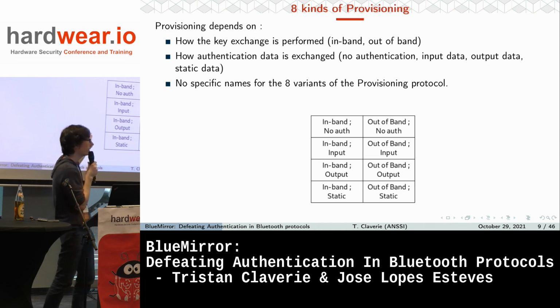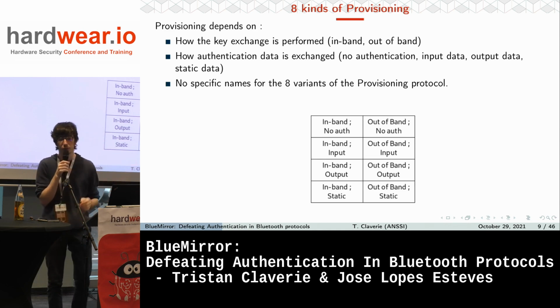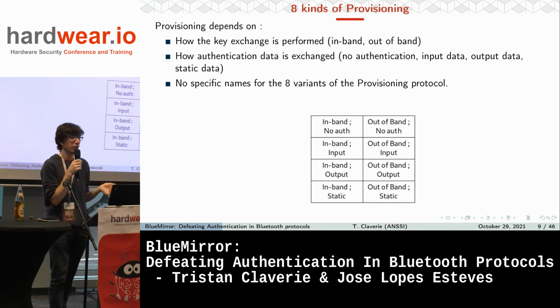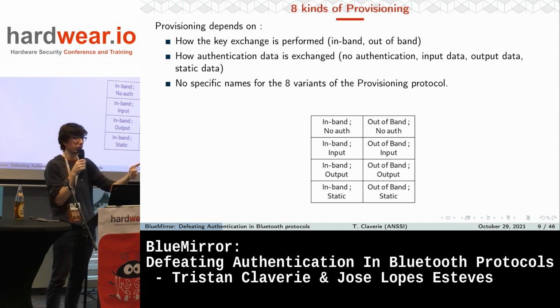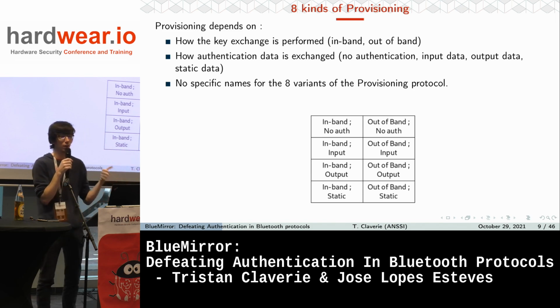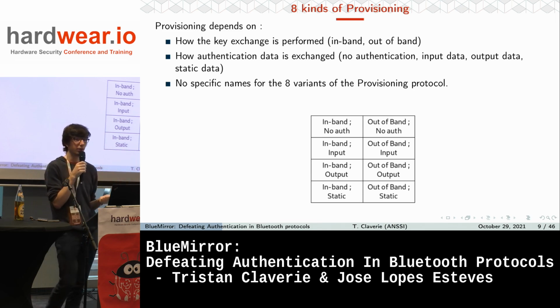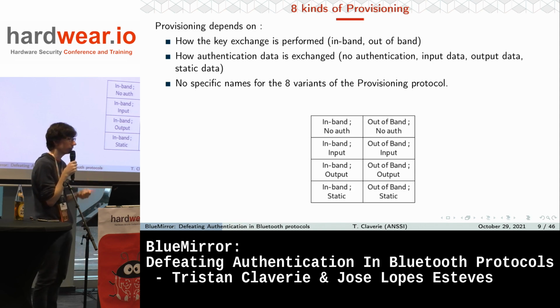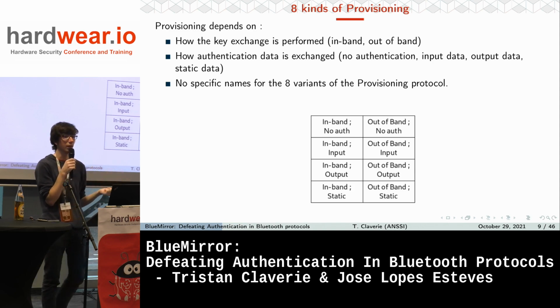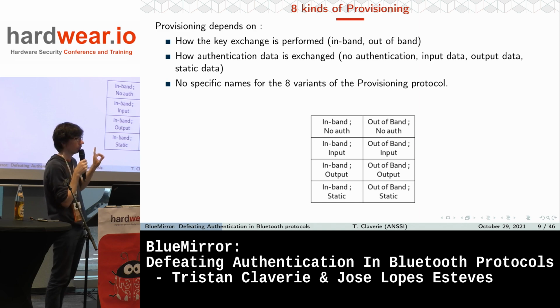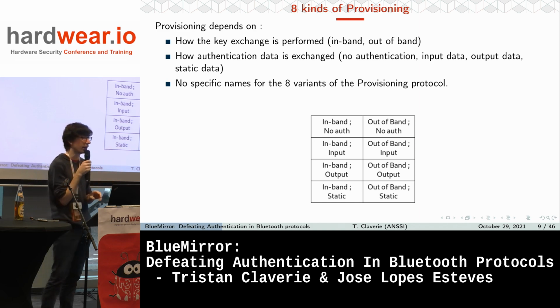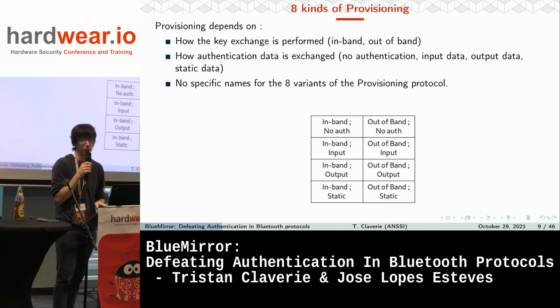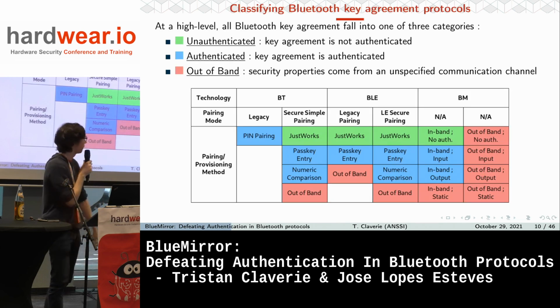Now, for provisioning, we also have different protocols. Basically, there are two differences between protocols: how the key exchange is performed, so it's a Diffie-Hellman key exchange, is it performed on the BLE channel or outside the BLE channel? And how authentication data is exchanged. You've got two possibilities for the key exchange, four possibilities for authentication data, 2 times 4, 8 different provisioning protocols.